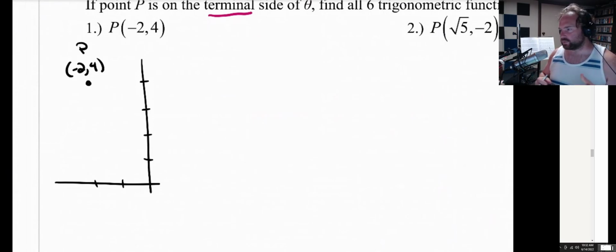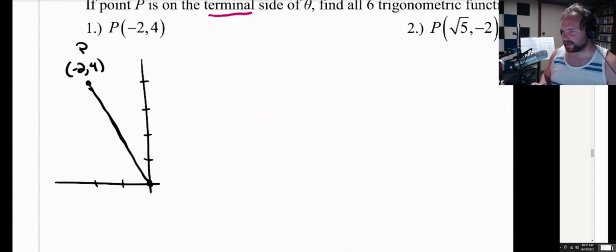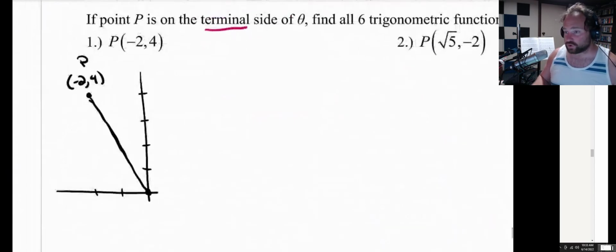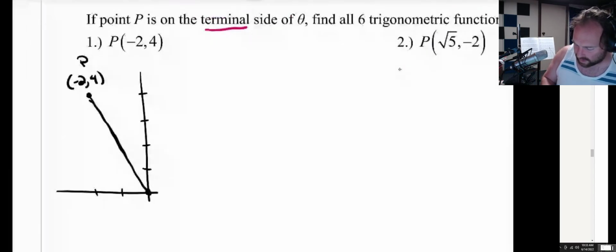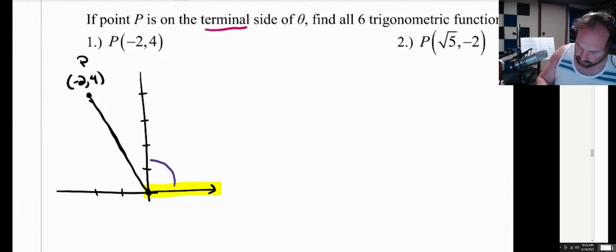Now, with trig, what we're going to do is make a right triangle out of this information. We always make a right triangle by connecting, first of all, the origin up to that point. So we've got our diagonal line, and this is what's called the terminal side of angle theta. Terminal refers to the fact that when you're talking about angles, you're talking about rotation. You always start along the positive x-axis and then rotate counterclockwise. And where you end is what is referred to as the terminal side.